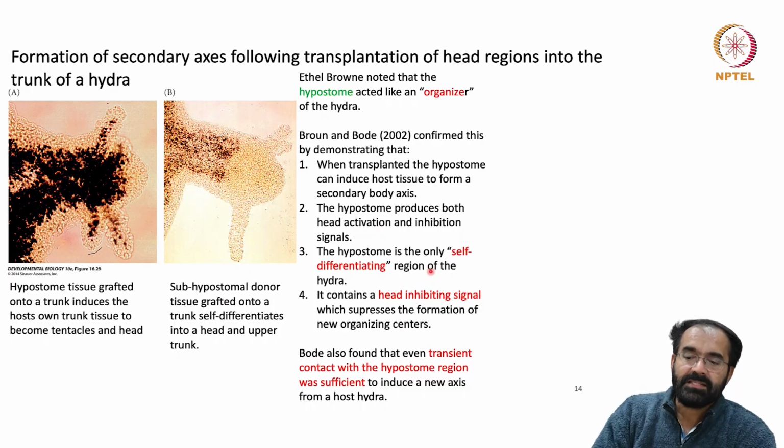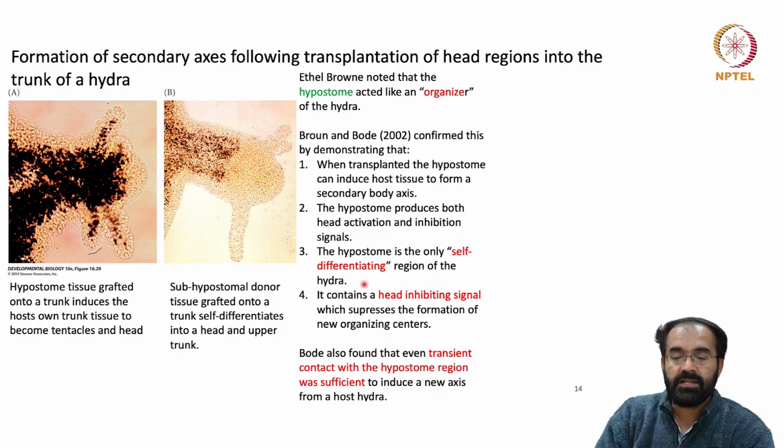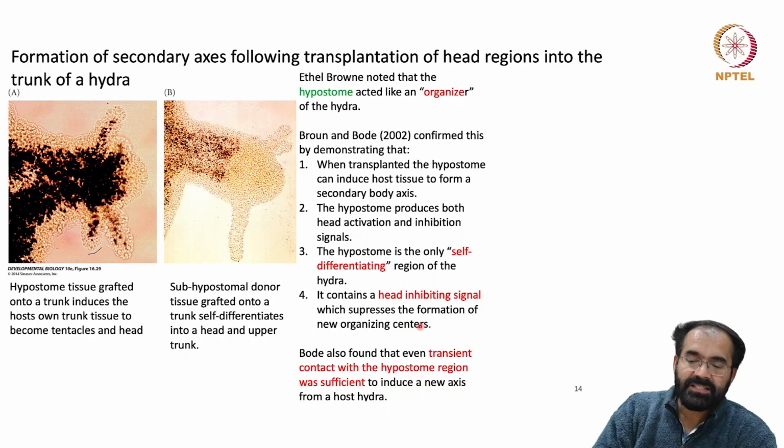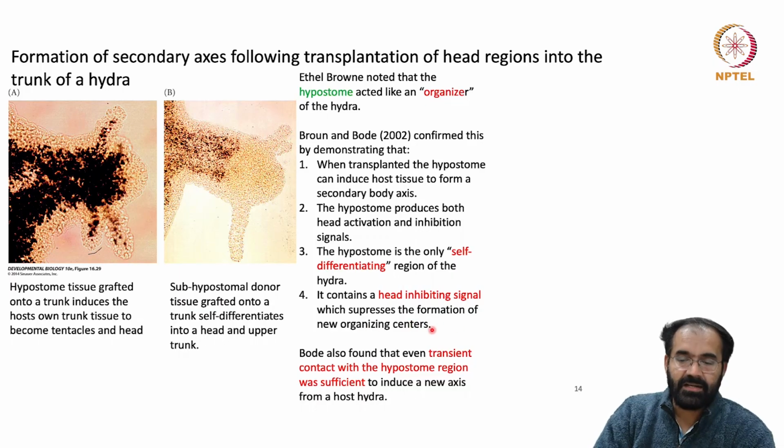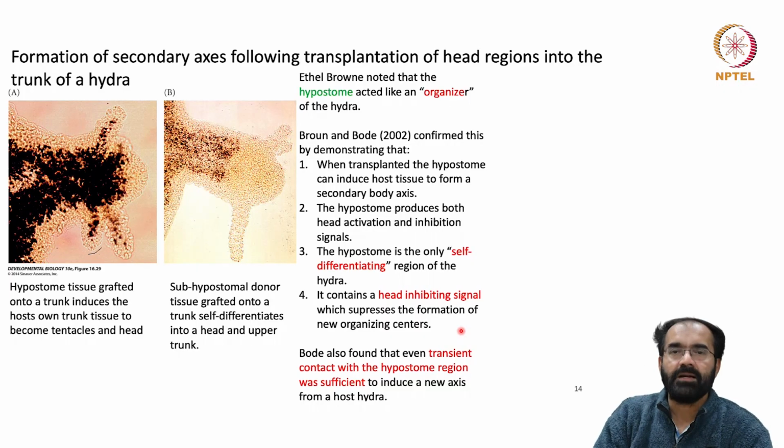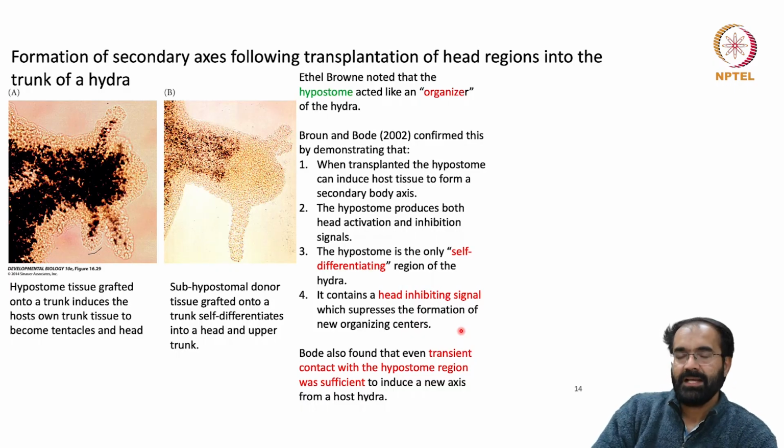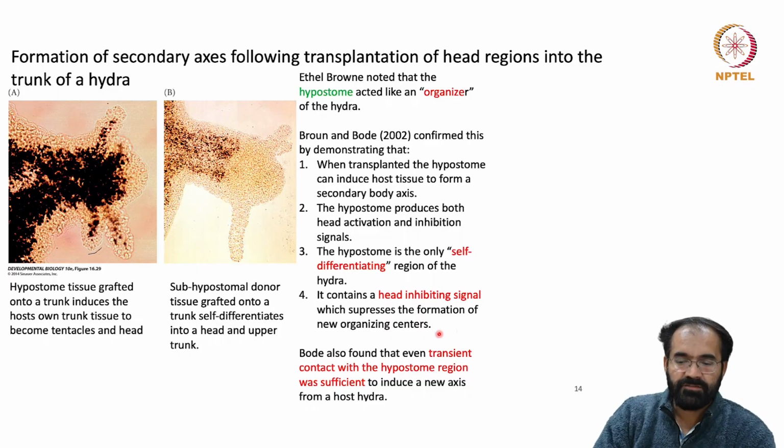The hypostome is the only self-differentiating region of the Hydra. It can self-establish or self-influence the neighborhood cells; the hypostome region alone is good enough. It contains a head-inhibiting signal which suppresses the formation of a new organizing center. So head activation is one thing, head inhibition is another. Later people figured out what these molecules are, but these experiments told the researchers that the signal can be activating and must also be inhibiting, so that only one structure will be formed.